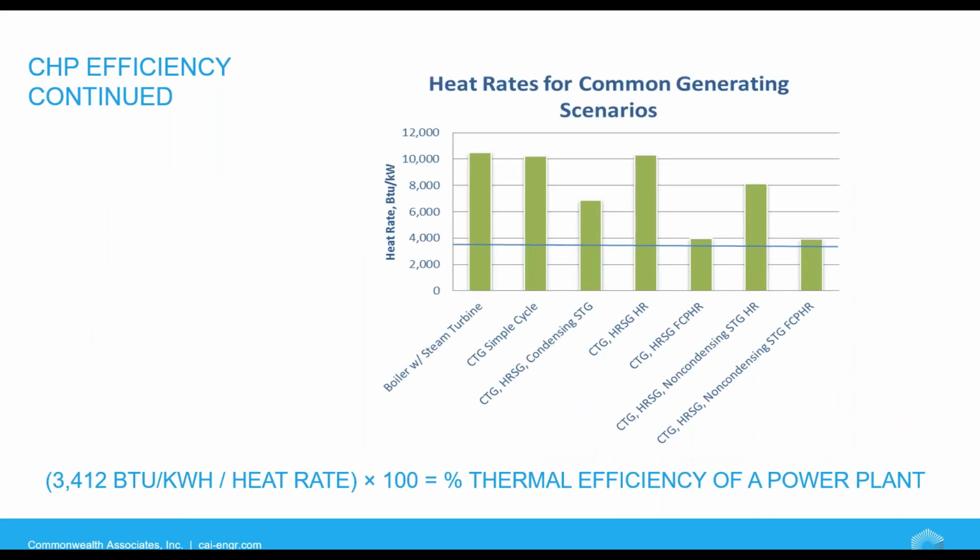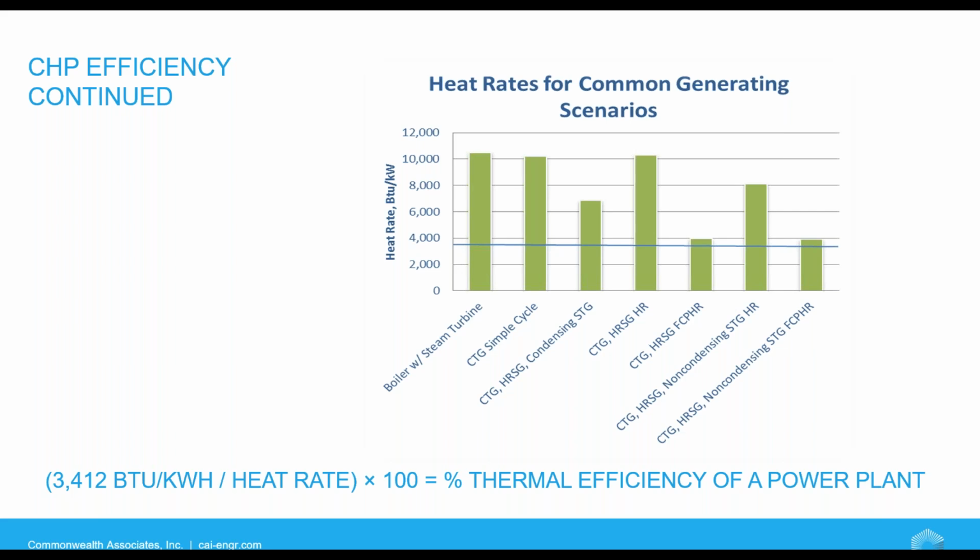To continue the efficiency discussion, I'd like to talk about heat rate for common generating stations. The heat rate is the amount of energy used by an electrical generator power plant to generate 1 kilowatt hour of electricity. The table here shows the heat rates for your common generation scenarios. A few are not applicable to the CHP discussion, but it's good information regardless.